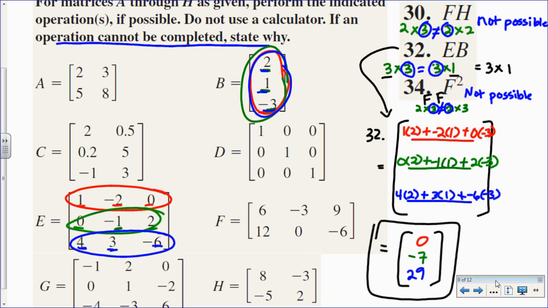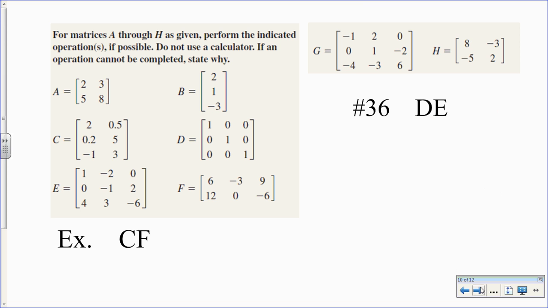Good. Let's practice another one. So we're going to do 36 and then this extra example here. This is just an extra example. And then now it's number 36 from 6.2.